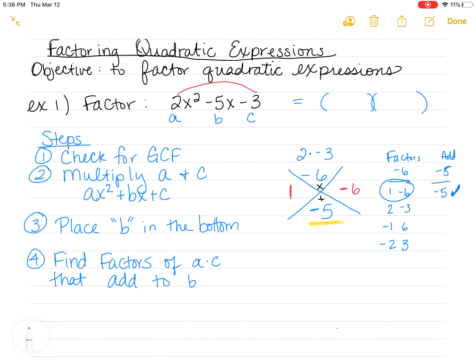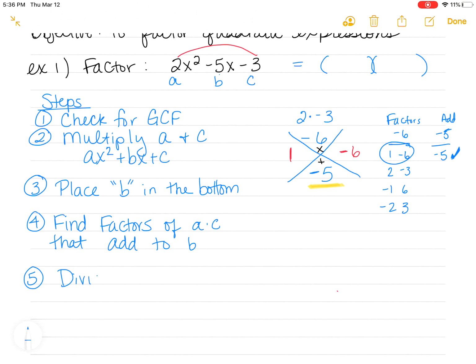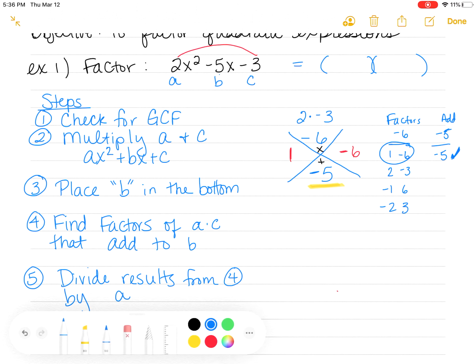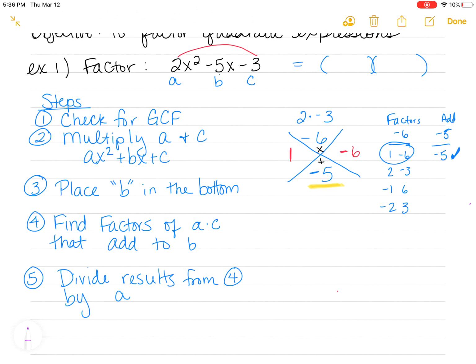So what I'm going to do is divide by A. Let me write my step 5. So I'm going to divide the results from step 4 by the A value. Okay, so when I do that, I'm going to divide by A. In this case, A is 2, so I'm going to divide that by 2, and divide that by 2. You're going to simplify. So that equals -3. That stays as 1/2.